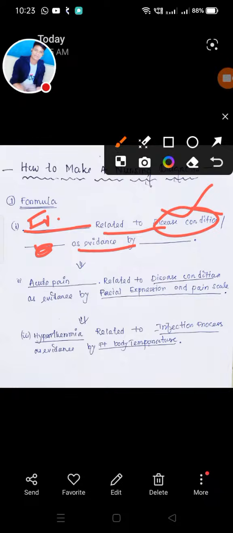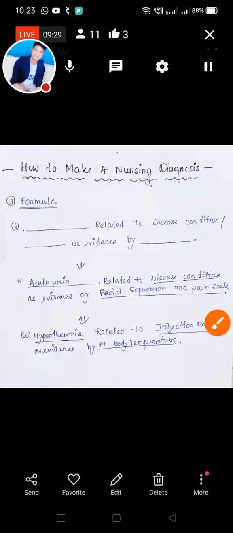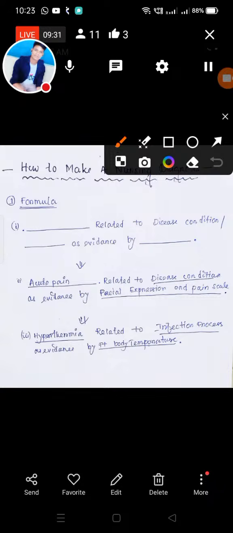So, as evidenced by what? By dryness of lips, or dryness of skin, or by checking the intake output chart. So like this you have to make a care plan. I hope it is a very easy way. Just put a comment on whether you understood or not, and whether this formula is useful or not.